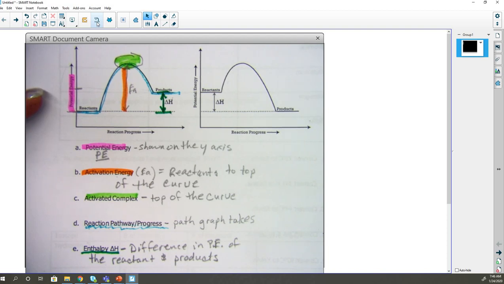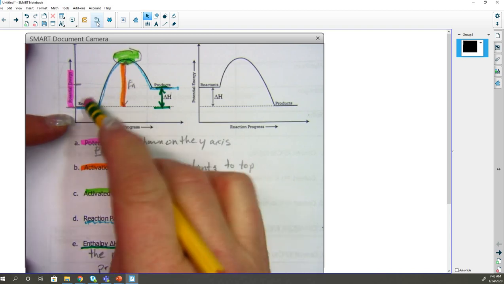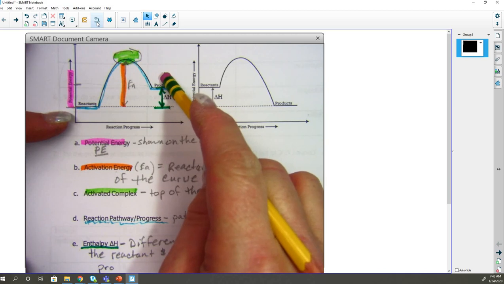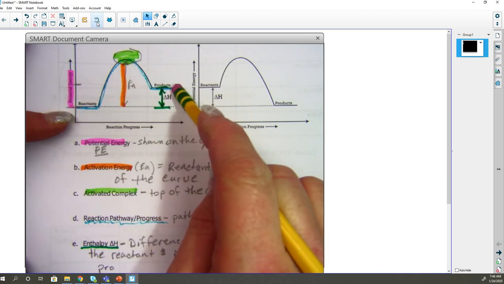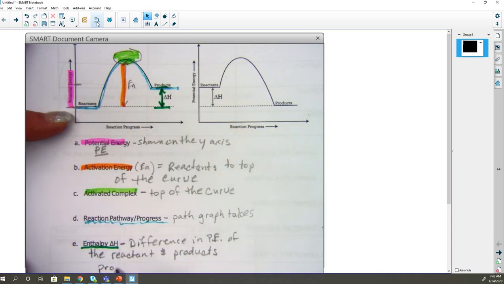And I guess I should have put down here, we actually always take the products minus the reactants. This is going to be a positive. So products minus the reactants to get delta H.